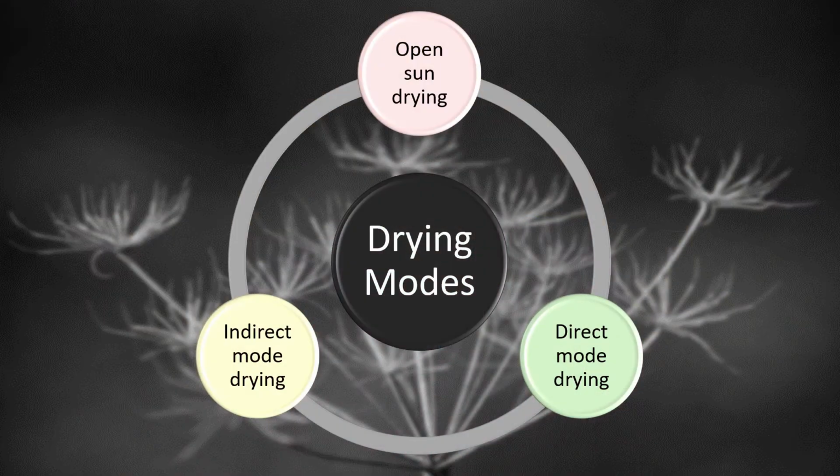Then, depending on how the solar energy is collected and utilized to dry the product, various drying modes are there: open sun drying, direct mode drying and indirect mode drying. In this particular module, we will discuss open sun drying in detail.